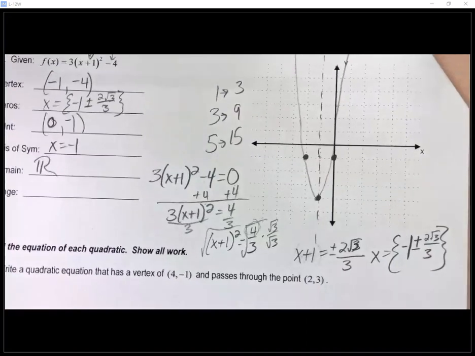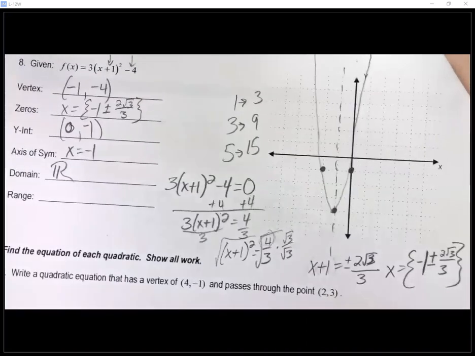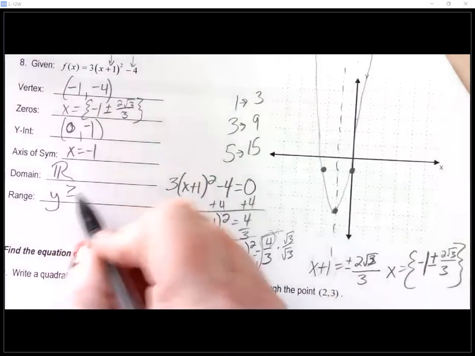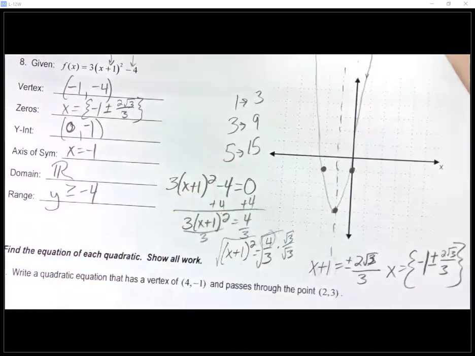And how about that range? Greater than or equal to -4. There you go. All right, there's our graphs.